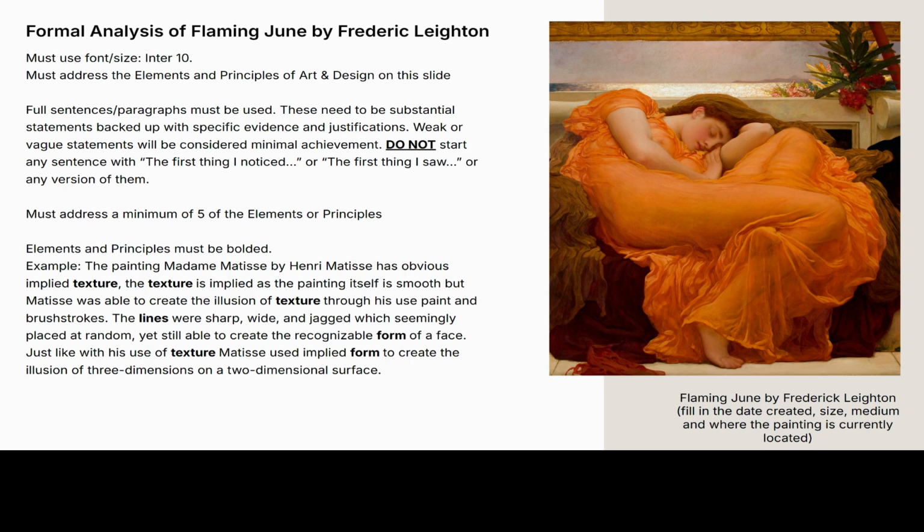You're going to notice in the lower right corner, it's going to have the title of the piece and the artist name. I'm asking you to find additional information where it says fill in the date that this was created, the size of the piece, the medium, which is what this painting is made out of, and where this painting is currently located. That is what you are going to have to find that is new. Everything else you should have done on your graphic organizer.